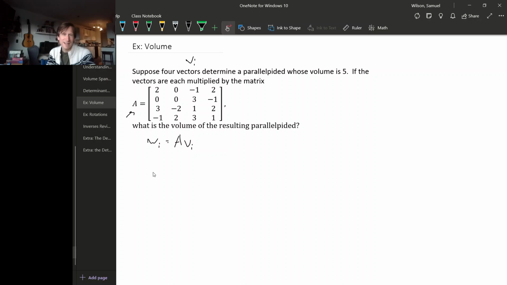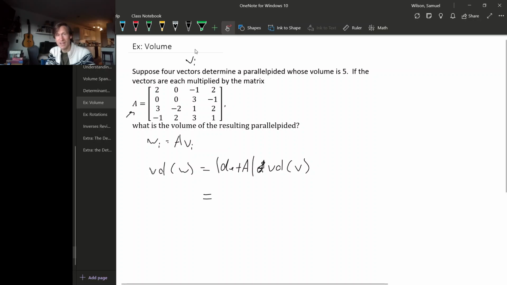We know that the volume of the W's is the volume that we started with, which is the volume of the parallelepiped determined by the V's, times the determinant of A. Maybe with an absolute value, because for volumes we don't care about orientation, so maybe we should put absolute values there. All right. Even though we don't know what these vectors are that we started with, we know that the volume we started with was 5. So there's a 5 there. So all we really need to calculate is the determinant of A.